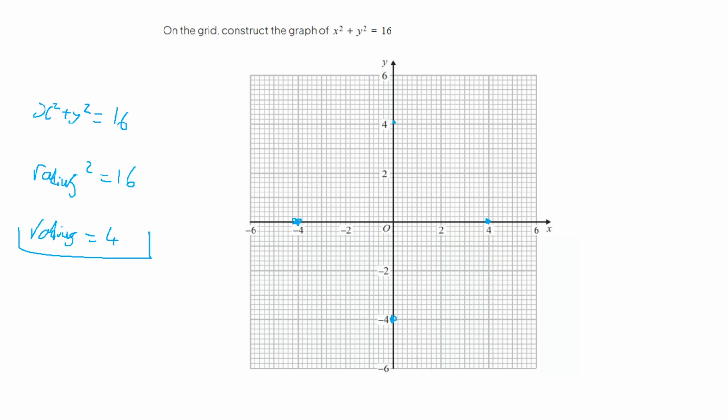Right? And now, let's draw a circle. You guys will have compasses. I'm doing this on the computer, so I'm doing this freehand. But that is what it should look like, roughly, give or take. You see? Because the radius is equal to 4.